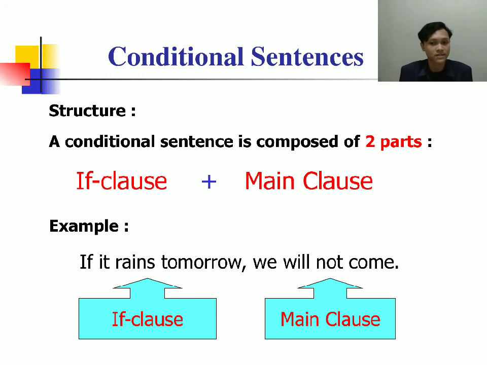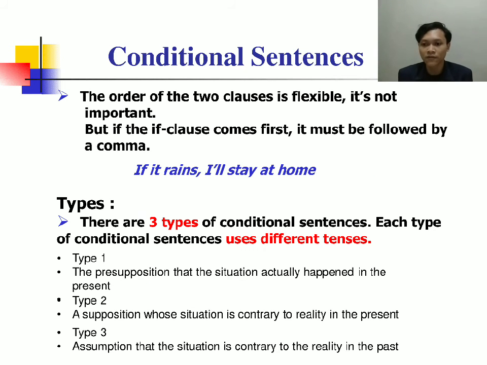Lalu ada generic structure conditional sentence ya. Jadi a conditional sentence is composed of two parts. Ada if clause dan main clause. Catat. Nah, di sini the order of two clause is flexible, is not important. But if the if clause comes first, it must be followed by a comma. Jadi urutan klausa yang if clause atau main clause dulu itu fleksibel ya, tidak terlalu penting. Jadi tapi jika if clause terlebih dahulu itu harus diikuti dengan koma, begitu juga sebaliknya. Oke, udah dicatat.